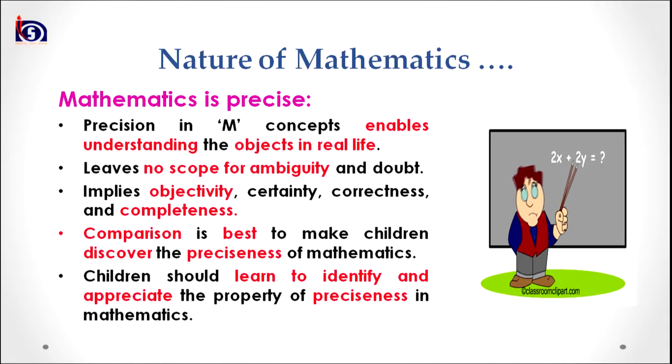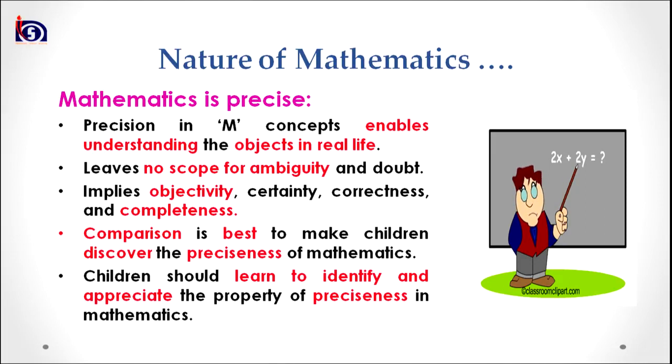By using it, we can make our life easy and comfortable. Preciseness also implies objectivity, certainty, correctness and completeness, which is also useful for us as human beings. We aspire in our perception to look at the world in a complete format, and here mathematics helps us.